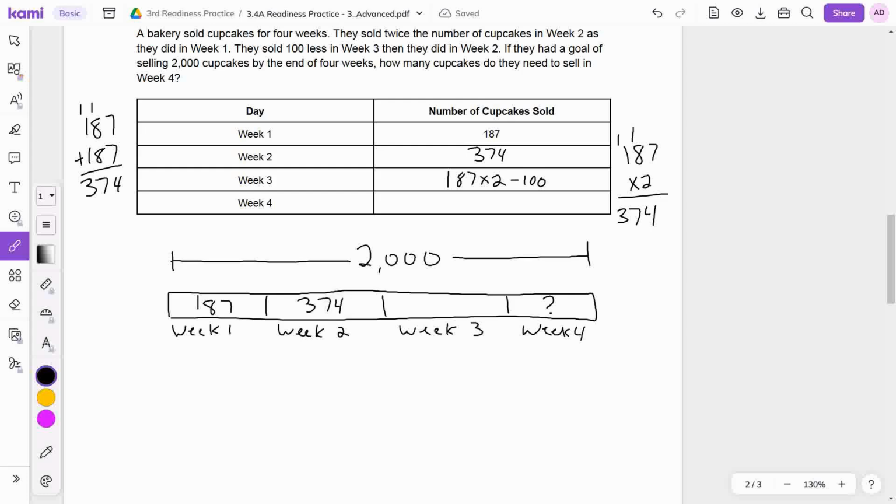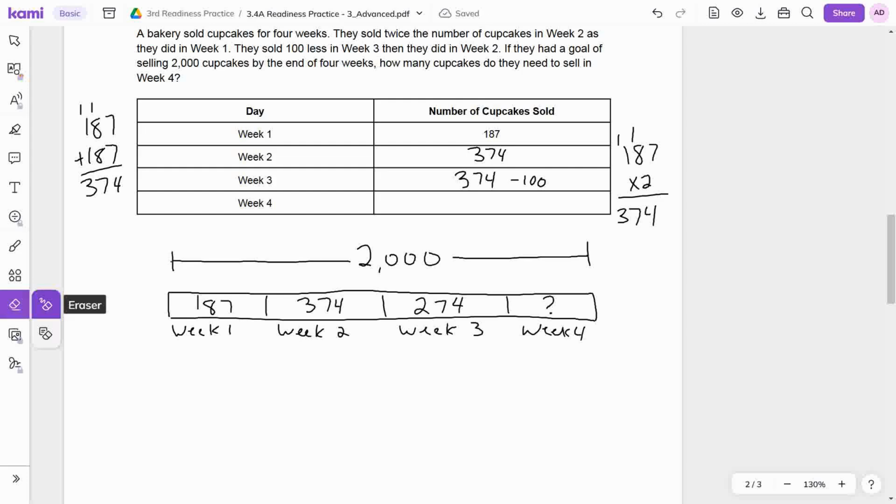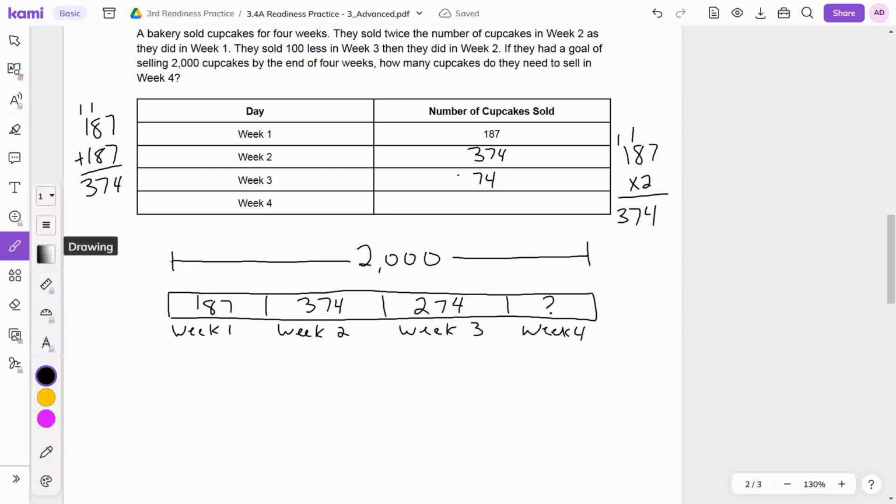Now, when you subtract 100, all we're doing is changing the hundreds digit. So I'm going to replace this 187 times 2 with 374. I don't really need to line that up. I just need to change my hundreds digit to a 2, because 300s take away 100 is 200s. And so now I've got a more complete table, and I just need to figure out how much I need to get up to that 2,000.